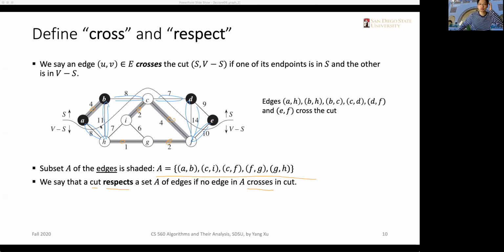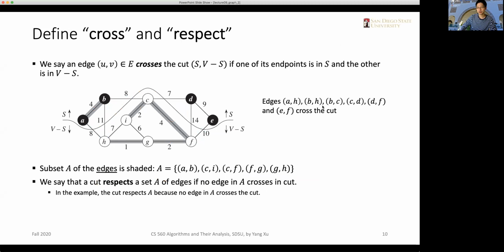In another way, if you look at all the shaded edges, none of them actually cross this cut. When I made this cut, I deliberately made sure that no edges in A are being crossed. So this is a cut that respects the set A of edges. This is the third definition.